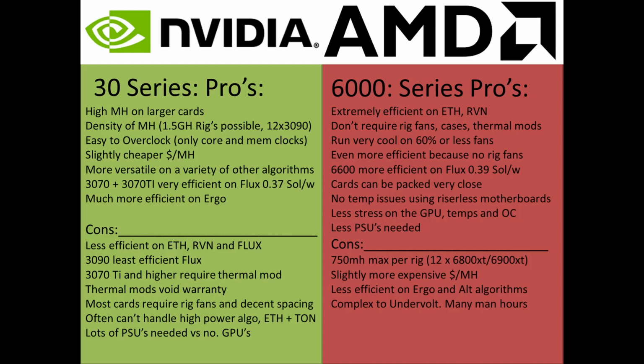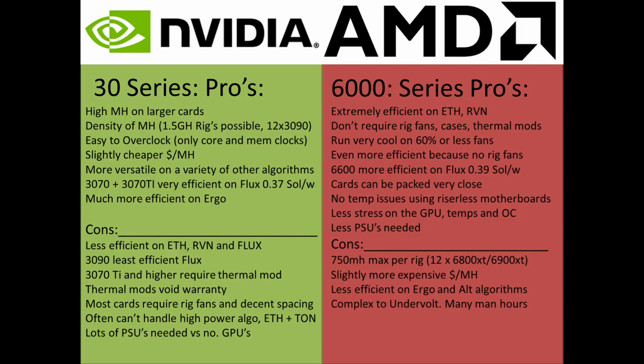Yeah, next, 3070 Ti and higher usually require thermal modifications. Usually that's just changing the thermal pads and then repasting the core. But sometimes even that isn't quite enough, especially if you're doing high power draw algorithms like Ravencoin or dual mining Ton and Ethereum. And then subsequently you void the warranty by doing any thermal mods, because you have to remove the warranty sticker.